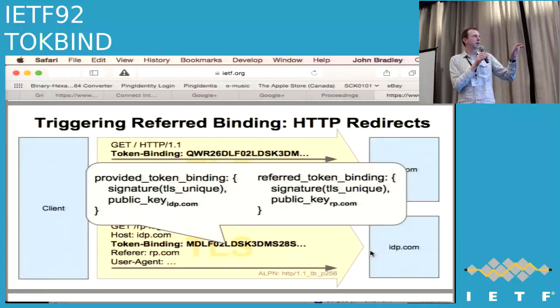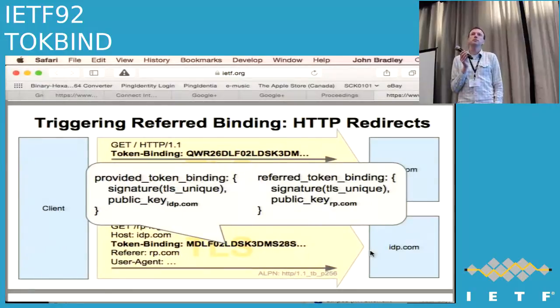So the IDP gets a proof that the client controls both private keys at this point. If the RP just mentions the public key, you could have a man in the middle, for example, between the RP and the client, and the man in the middle gets to choose what public key would be in that payload.